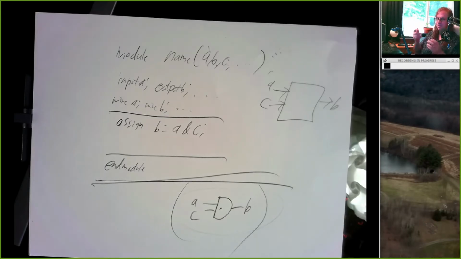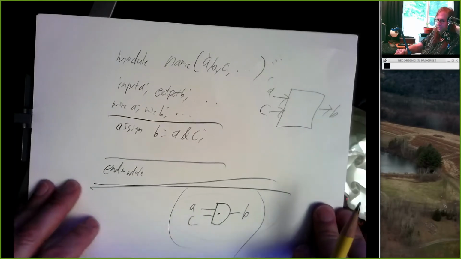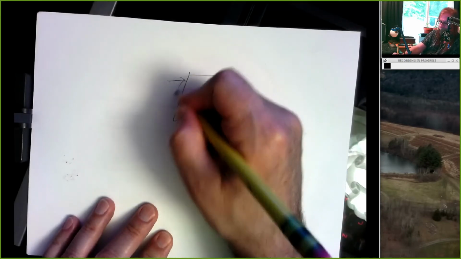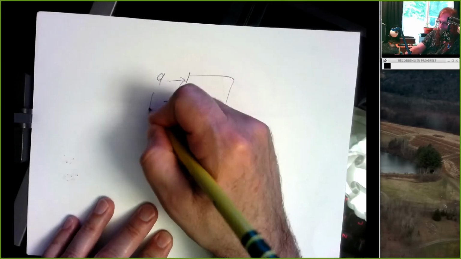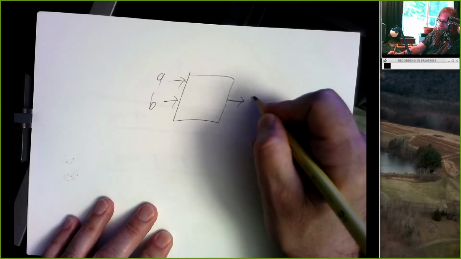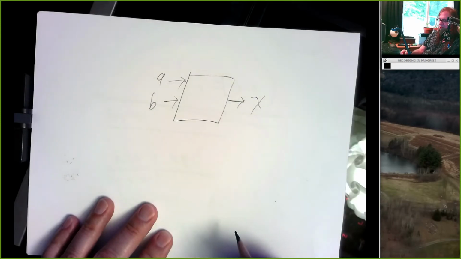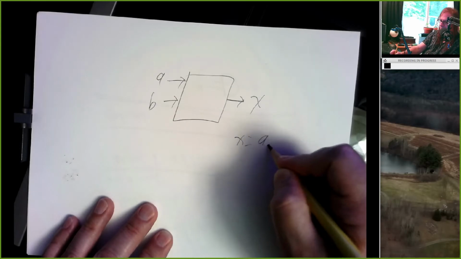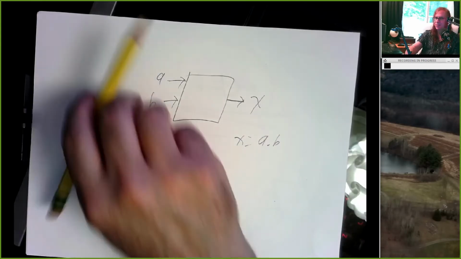So let me start with a module. And I'll use our more common names. A and B will be inputs, X will be output, and X will be just the AND of A with B.